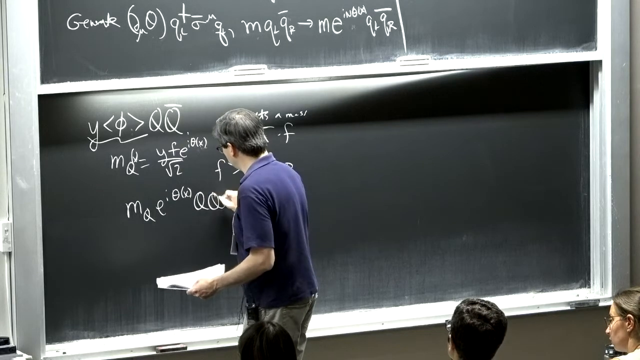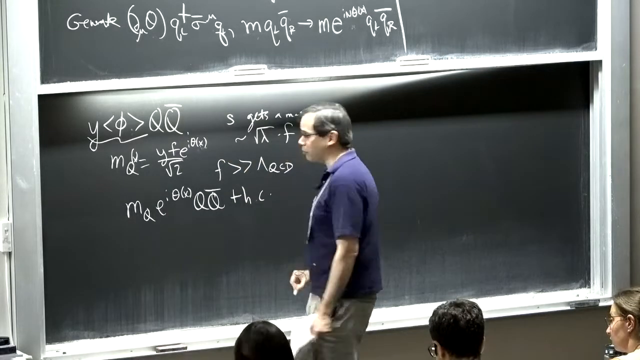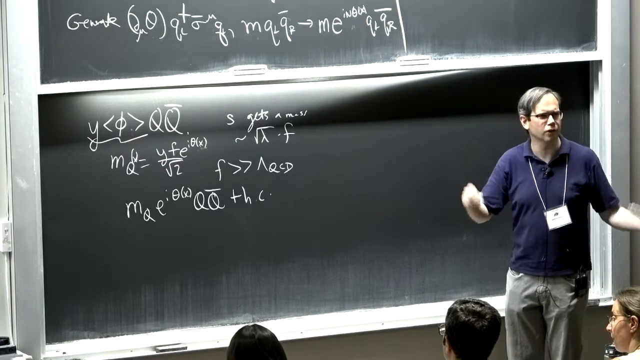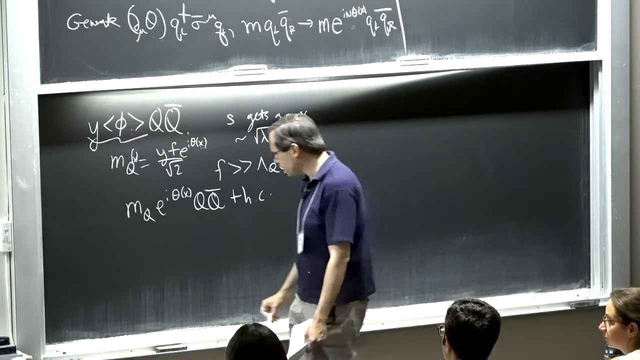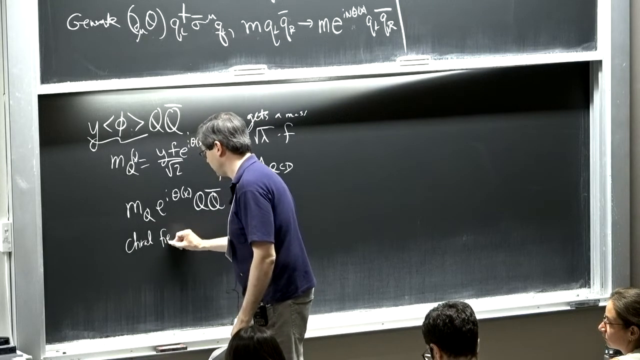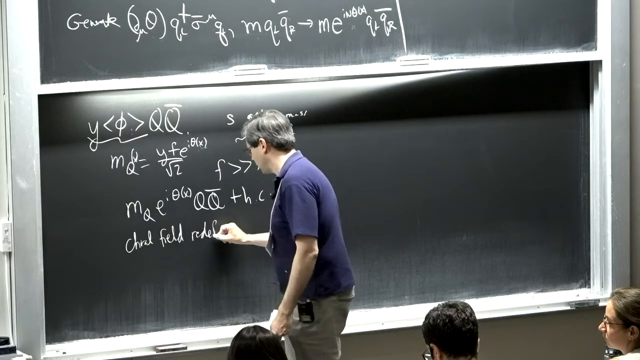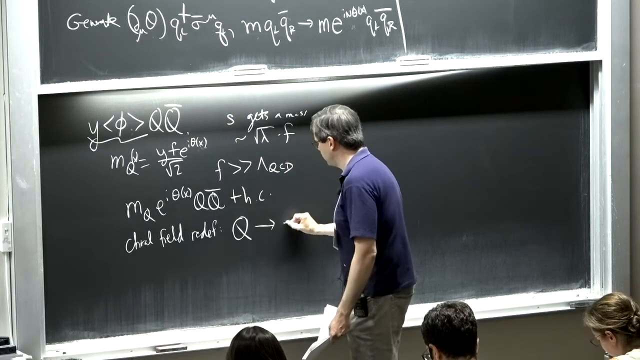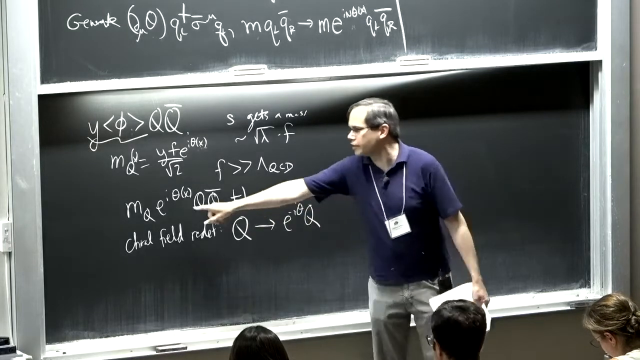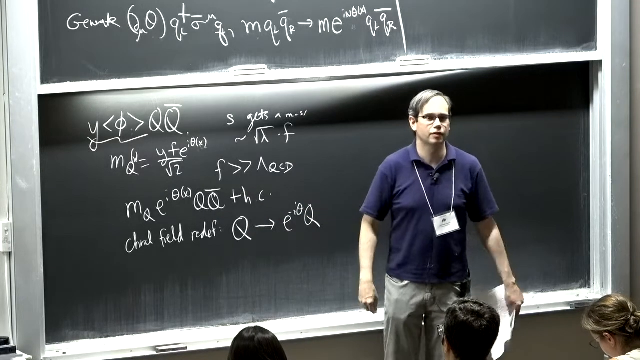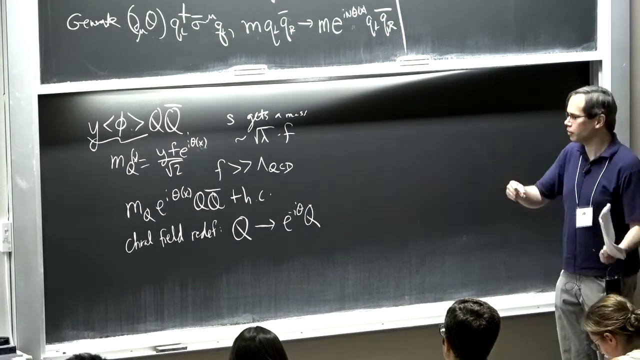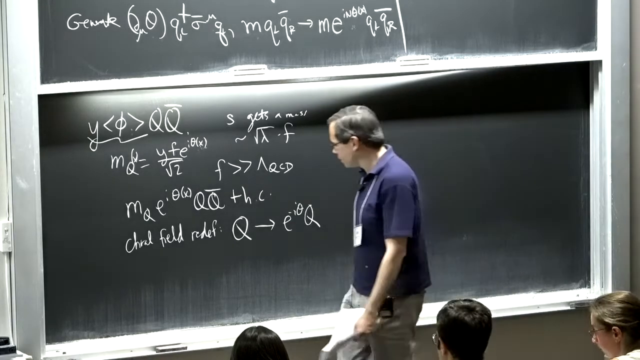term in my Lagrangian. It has this phase that I don't like very much because I want to just get rid of these fields and forget about them. How can I get rid of that phase? Well, I can do a chiral field redefinition where I replace Q by e to the minus I theta times Q. Plug that in here, the phase goes away. Okay. So it's the same chiral field redefinition that we've done a couple of times now. What happens?